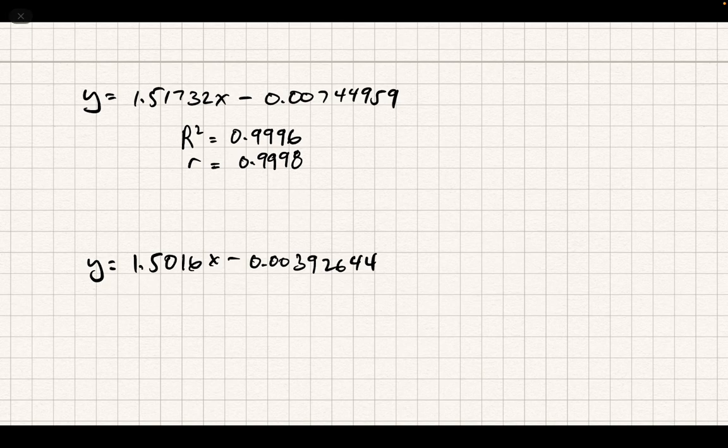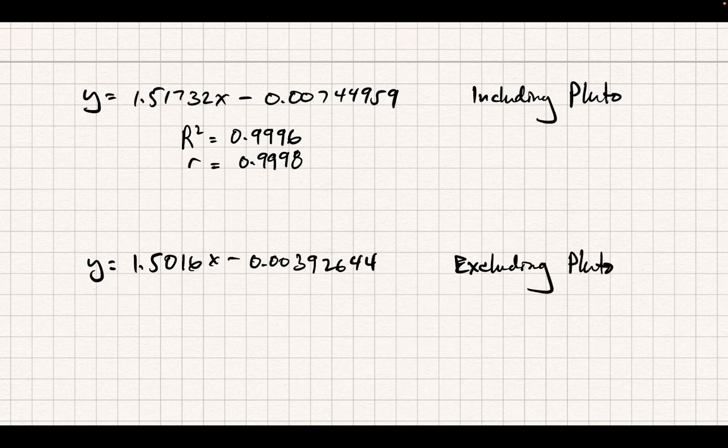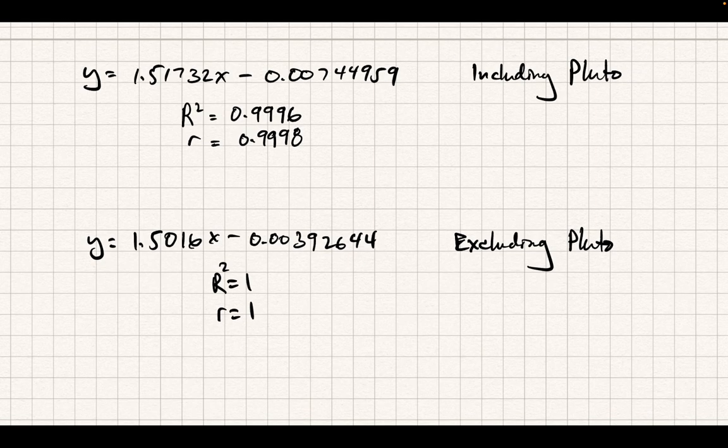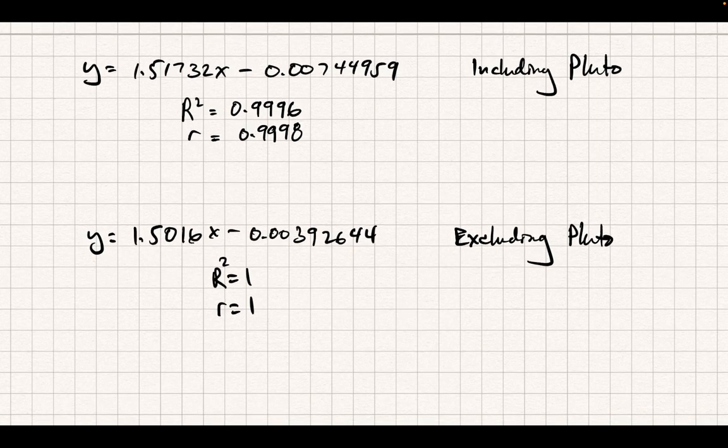So this is including Pluto, and this is excluding Pluto. And here r squared was 1, and r was 1. So this is a very good fit. If it was a perfect fit, what would we expect our equation to be? If it was a perfect fit. So I've got a little bit of noise in the data, or a little bit of inaccuracy.